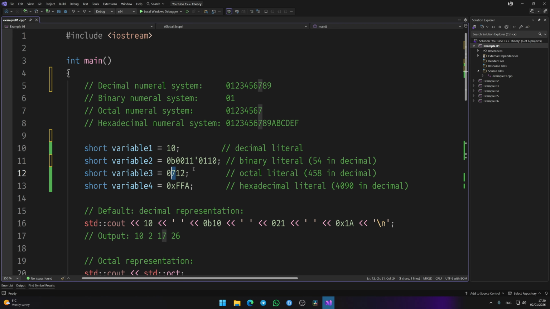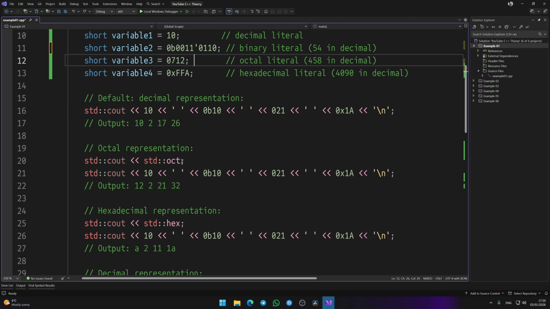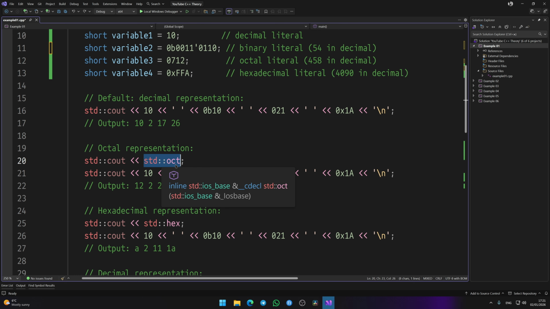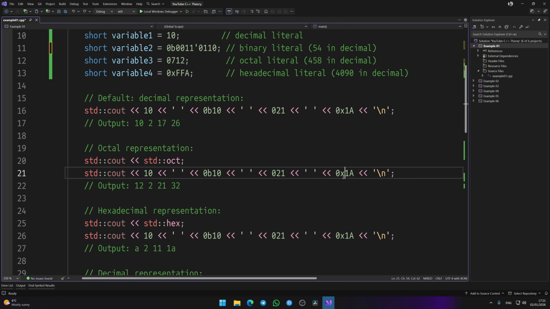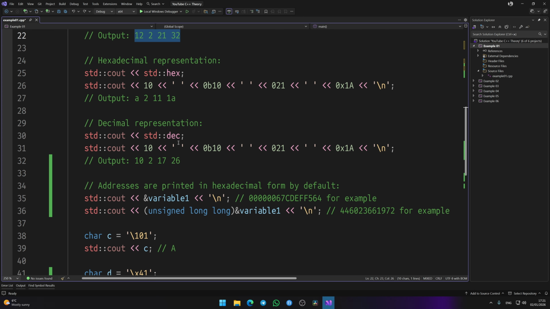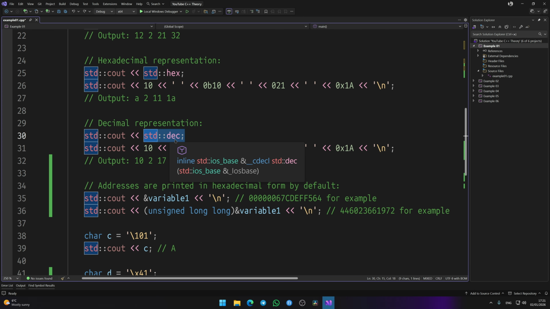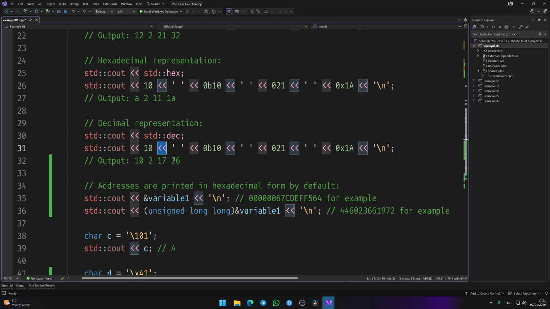C++ also has a stream manipulator that lets you print numbers in octal format. It's called std::oct. Don't worry if you don't know what manipulators are yet, we'll talk about them in a separate lesson. For now, think of them as output settings. You can write std::cout, std::oct, and after that, any number you print, whether it's binary, decimal, or octal, will be displayed in octal form. If you want to switch back to decimal output, use the std::dec manipulator, short for decimal. Unfortunately, there is no built-in manipulator for binary output in C++.